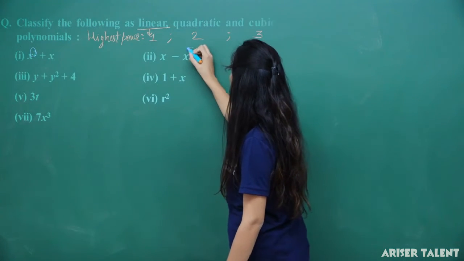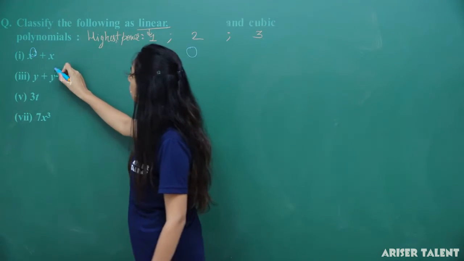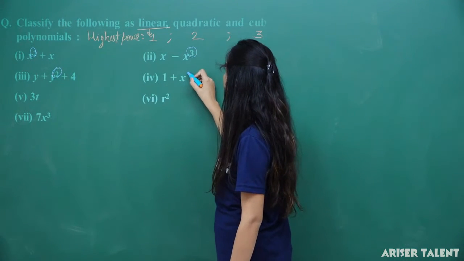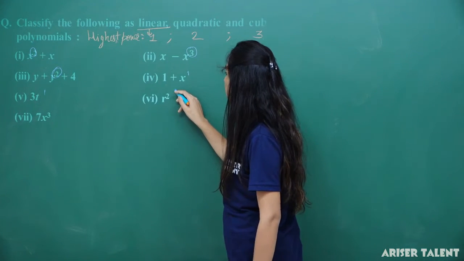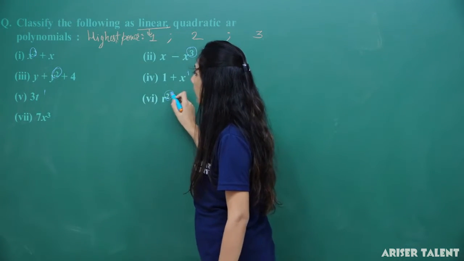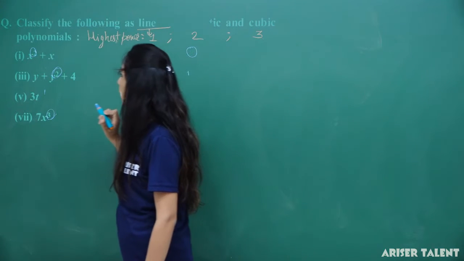Here highest power is 3. Here highest power is 2. Here highest power is 1. Here highest power is 1. Here highest power is 2. Right. And here highest power is 3.